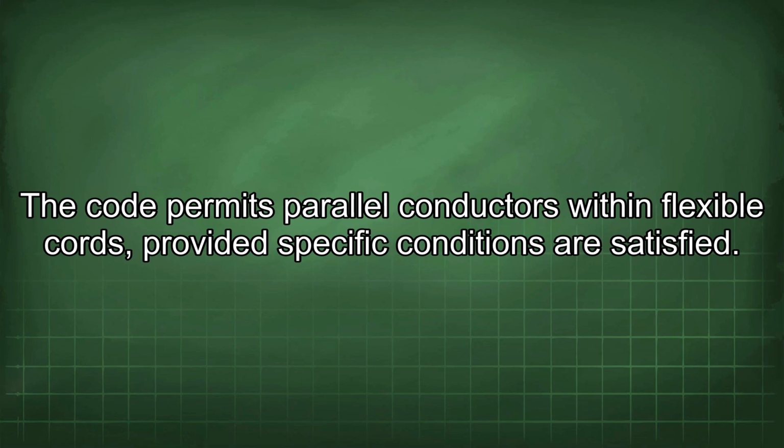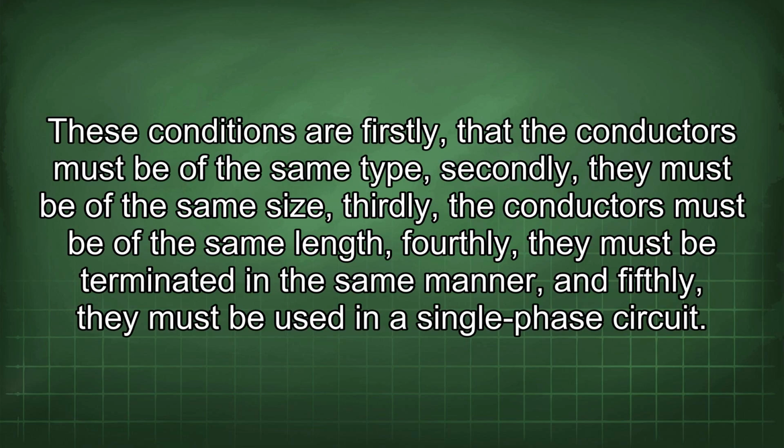Code permits parallel conductors within flexible codes provided specific conditions are satisfied. These conditions are firstly, that the conductors must be of the same type. Secondly, they must be of the same size. Thirdly, the conductors must be of the same length. Fourthly, they must be terminated in the same manner. And fifthly, they must be used in a single-phase circuit.